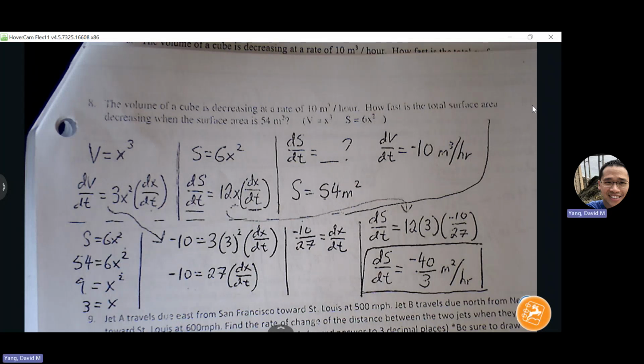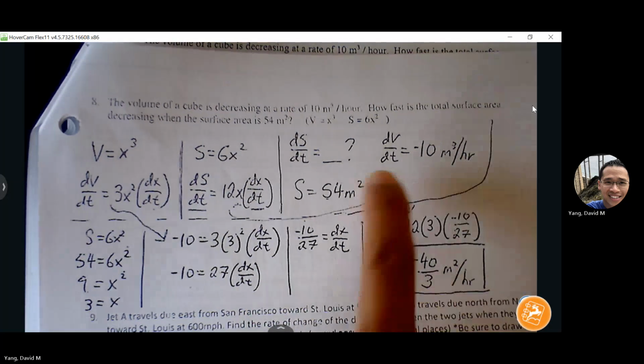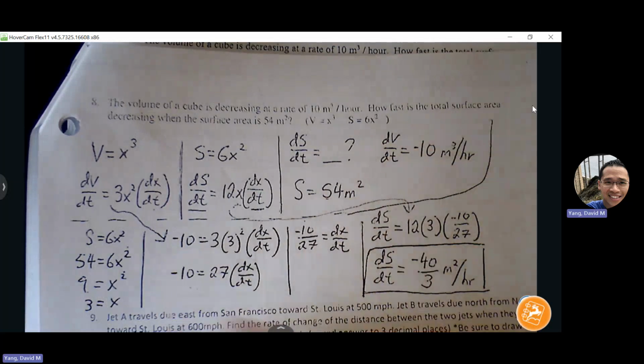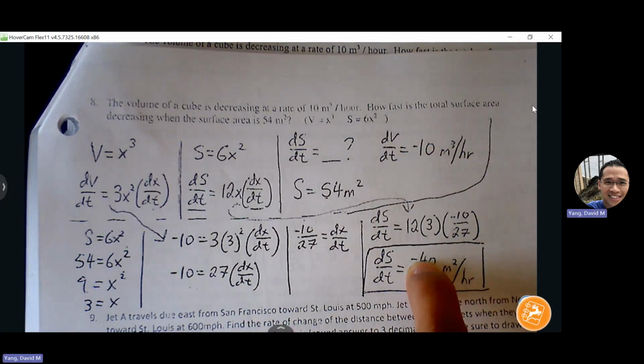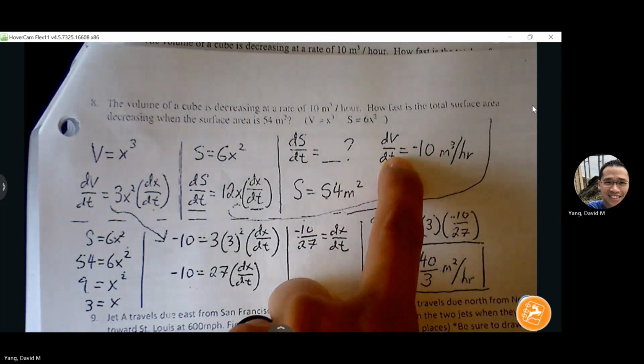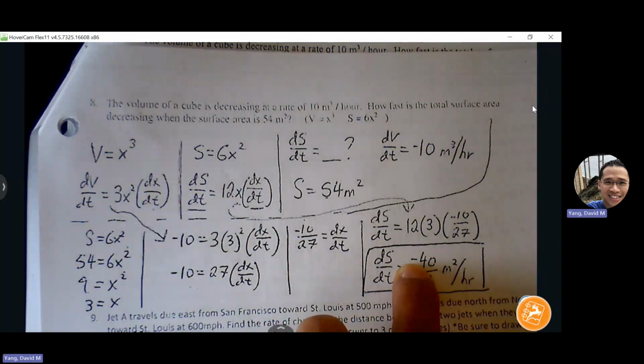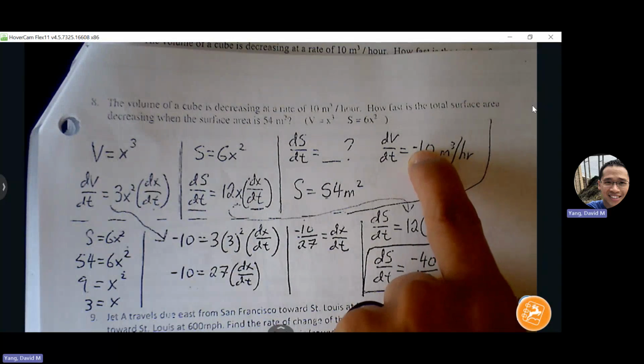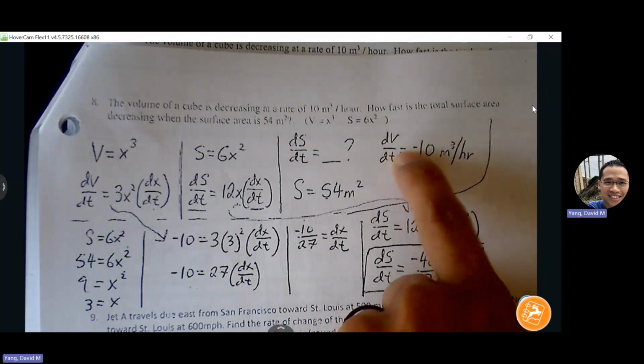But negative is decreasing, right? But this should come up on its own. dV/dt is negative, so we should have to put the negative there. It should show up when we plug in. If we define the variables correctly, our answer should always be the correct sign. So here we have to make the decision that dV/dt is negative.